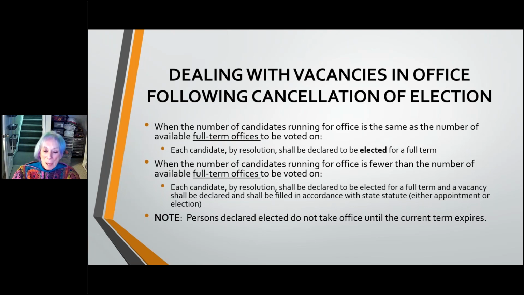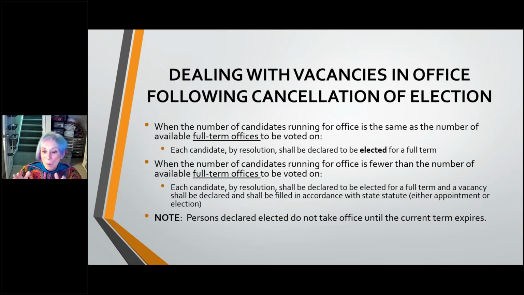When the number of candidates running for office, when you cancel your election, this is only for canceling the election. If you cancel the election, when the number of candidates is the same as the number of available full-term offices, the people are declared to be elected for the full term. When the number of candidates for office is fewer than the number available, then the people who are on the ballot, even though they don't fill all the positions, are declared to be elected.